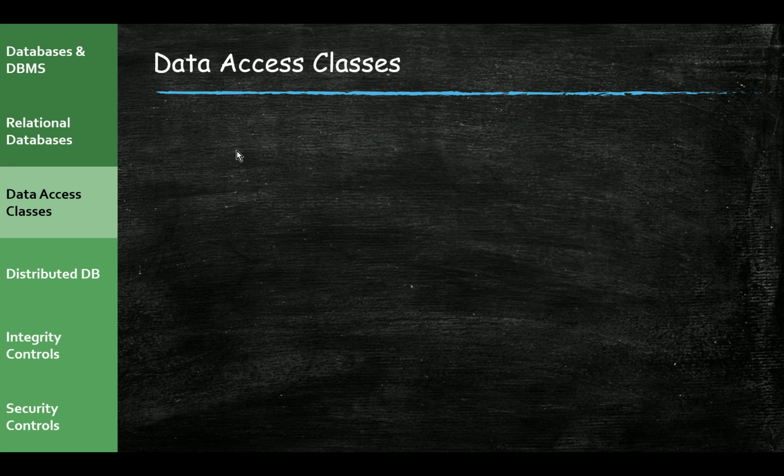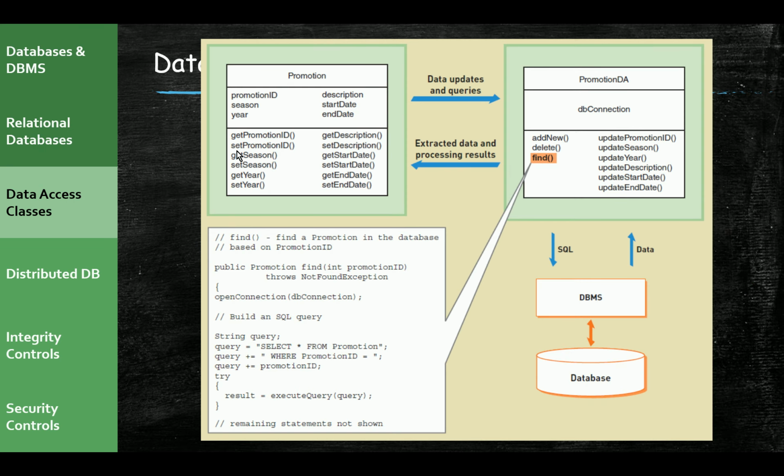All right, so data access classes. Once we create our database, part of our design tasks is going to be creating these data access classes, which we already talked about in the previous unit. In this case, we've got the promotion class on the left-hand side, and the promotion class has a corresponding promotion data access class, which handles connecting to the database and inserting those records and selecting those records. And you can see a little bit of a snippet of code there.